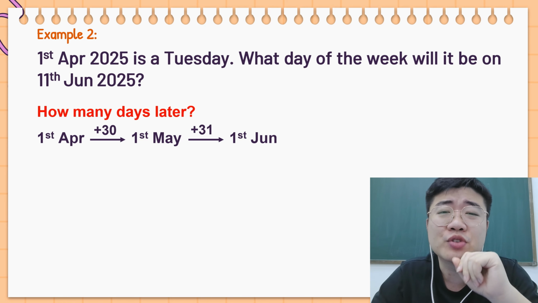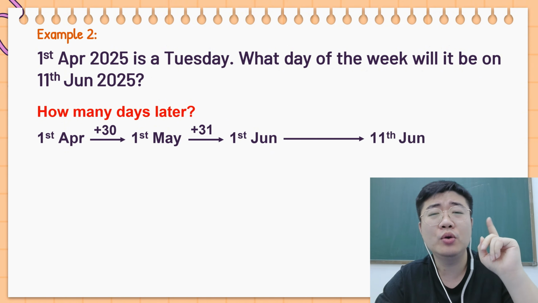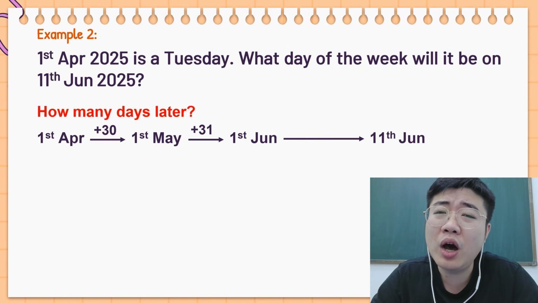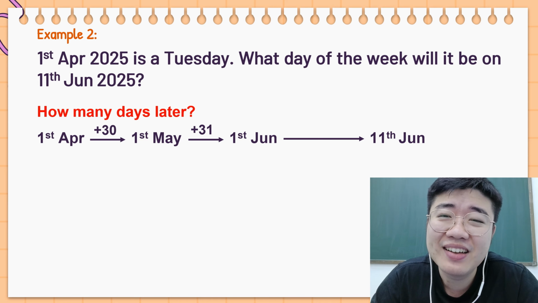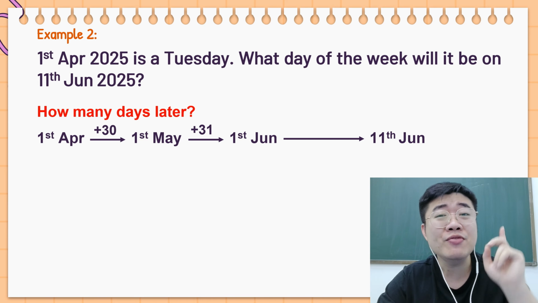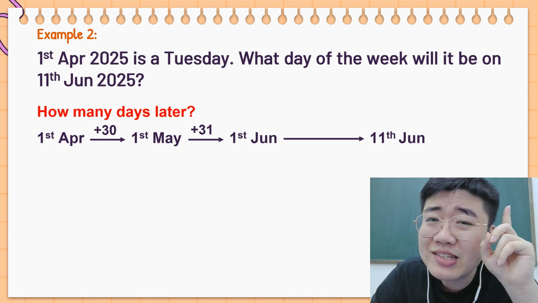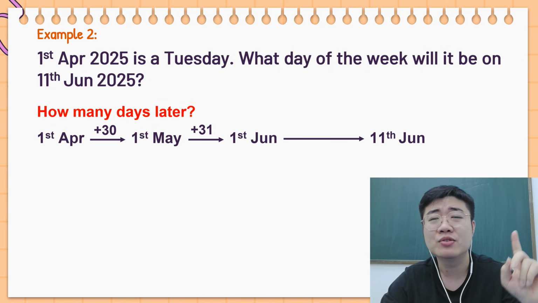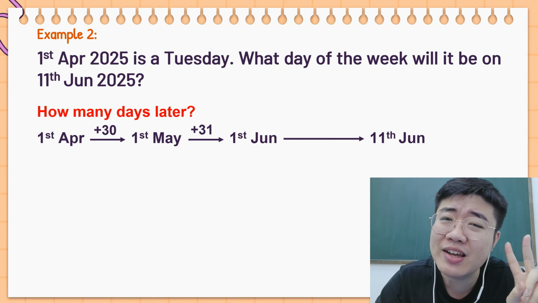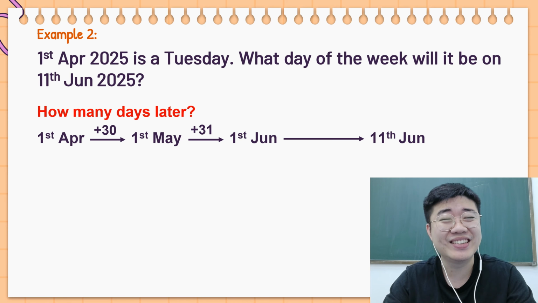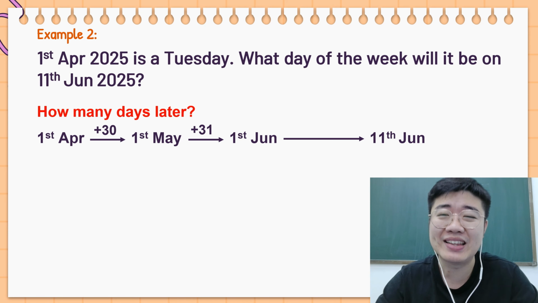Now from 1st of June to 11th of June. This will be the last few days. So how do we check for this part? How many days later? So everyone, whenever we are not sure what to do, we can always start from the simplest case. So let's check. 1st of June to 2nd of June. How many days later? Teacher, that's so easy. It's just 1 day later.